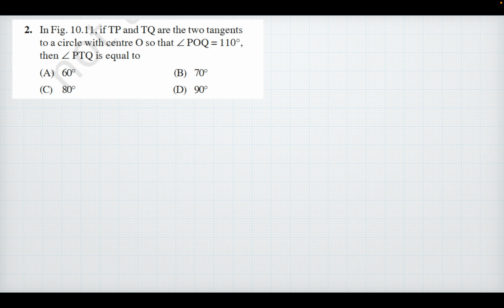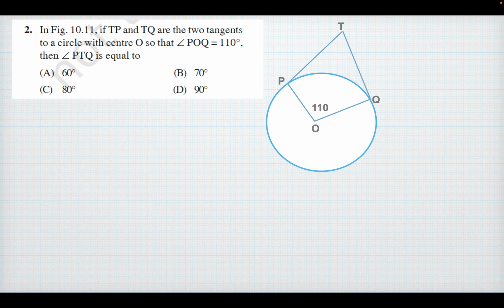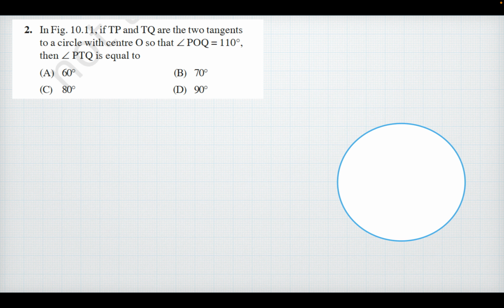Now let's do the second problem. So it's in figure 10.11. If TP and TQ are two tangents to a circle with center O, so that angle POQ is 110 degrees, then angle PTQ is equal to. Okay, now we draw two lines here, TP and TQ. I don't think I needed to make this animation, but still I did it anyway.